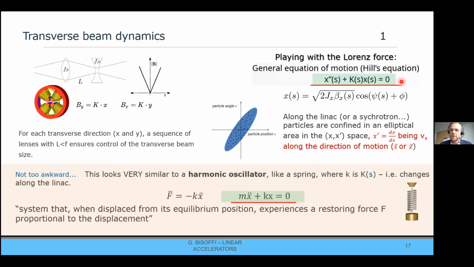So this so-called Hill's equation governing the motion in the transverse space is very similar to the equation of the harmonic oscillator. The only difference is that K is actually changing along s, so along the LINAC. As you say, the definition, even in Wikipedia, it's a system which, when displaced from its equilibrium position, experiences a restoring force which is proportional to the displacement. So it is a very stable situation for the ensemble of particles. So not only the center of your bunch, not only the center of the beam along the beam axis, but also particles reasonably around it experience a restoring force.